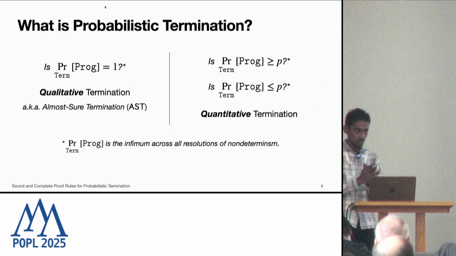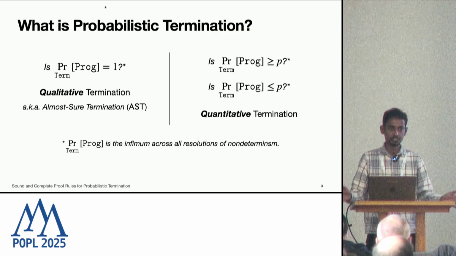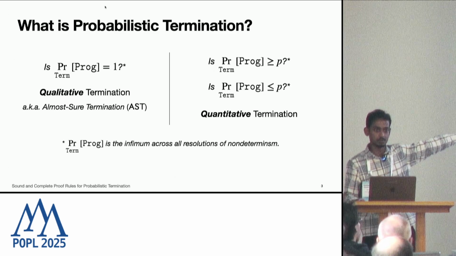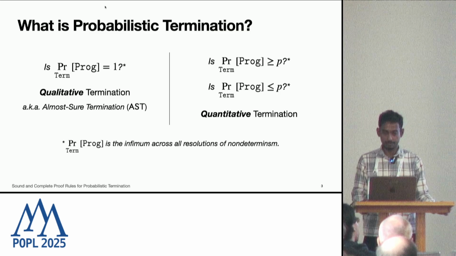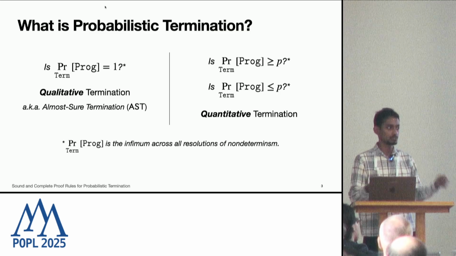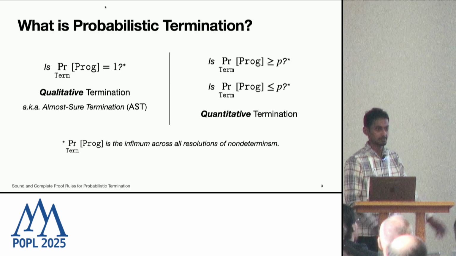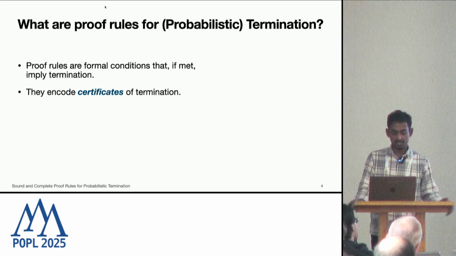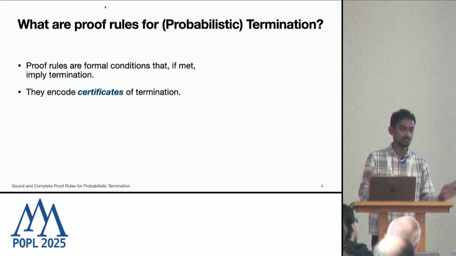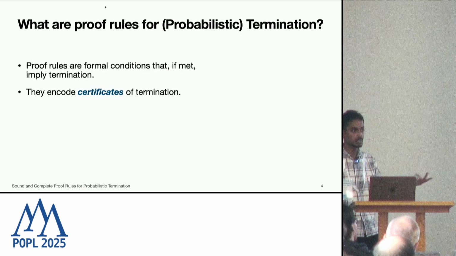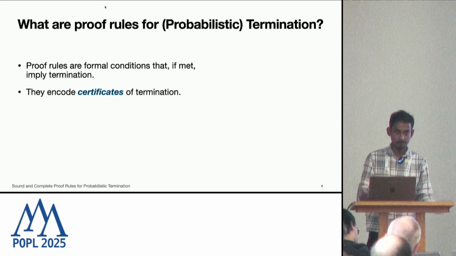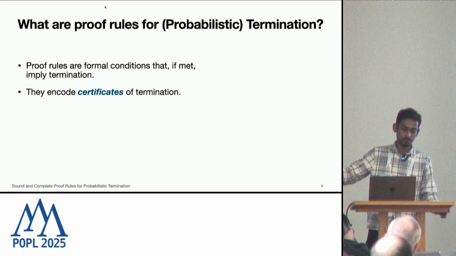So our program model is obviously Turing complete, meaning that these questions are undecidable. And the way we plan on answering these questions is to use proof rules for termination. And what are these proof rules? Well, proof rules are simply a collection of formal conditions written in a formal program logic that, if met by an input program, implies its termination.